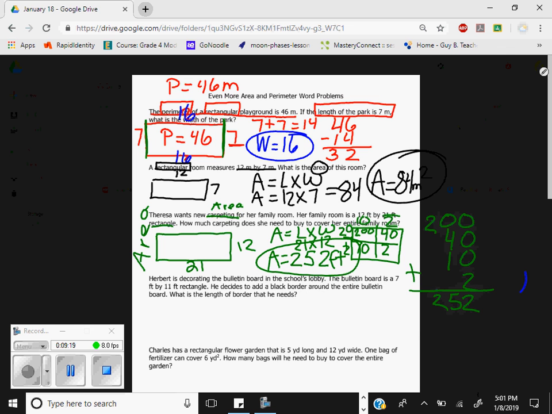If you did all of your work on another sheet of paper, make sure you staple the work to the back of the worksheet, and then make sure that all of your answers are written on the worksheet itself so that I can see that very easily. All right, if there are no further questions, you may begin.